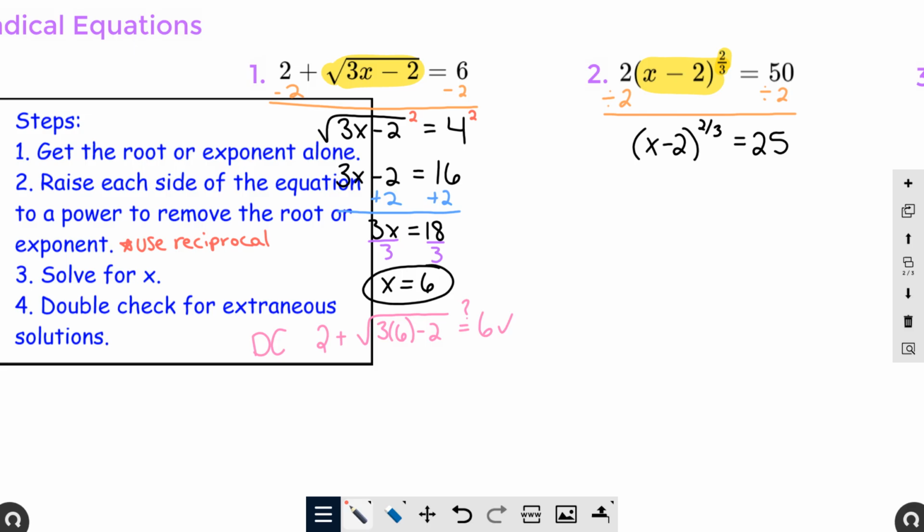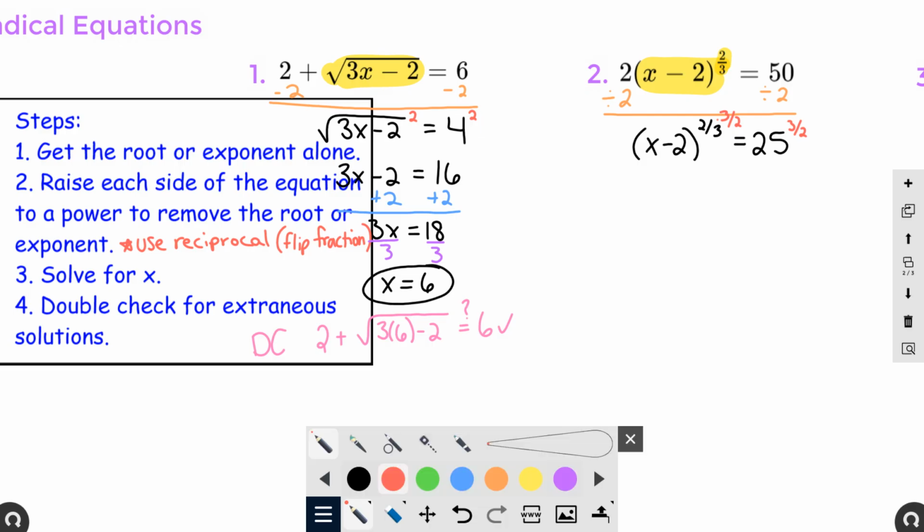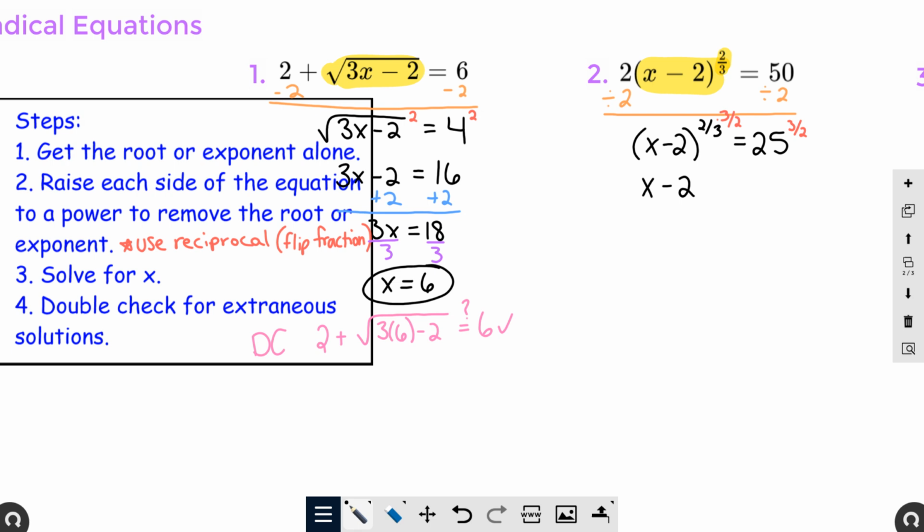So the reciprocal is when we flip the fraction. So we're going to raise both sides to the flip of that fraction using the reciprocal. And if you need to write more after reciprocal, you can write flip fraction. And that way you know what that means. So we're going to raise both sides to the 3/2 power. So what that does on the left side is it cancels out that fraction. Because 2/3 times 3/2 simplifies to just 1. If we were to multiply them together, it'd be 6/6, which makes 1. So on the left side, we're just left with x minus 2.